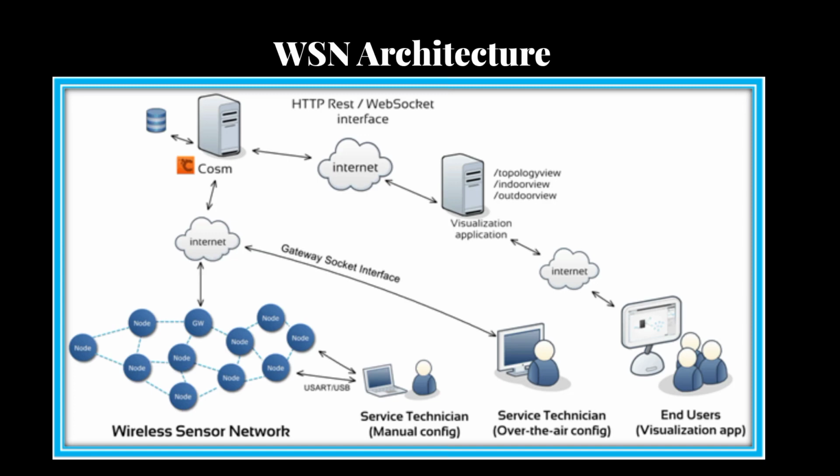Each cluster has a cluster head node that acts as a leader and coordinates communication within the cluster and with the base station. This architecture is suitable for large-scale wireless sensor networks with thousands of sensor nodes and multiple base stations. This uses data fusion techniques to reduce energy consumption and improve network performance.